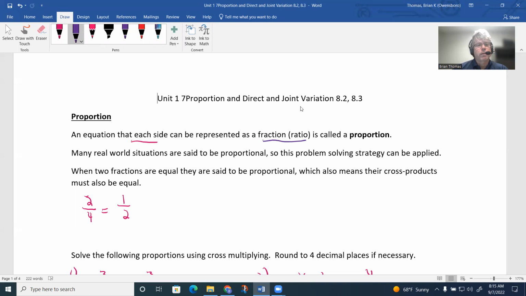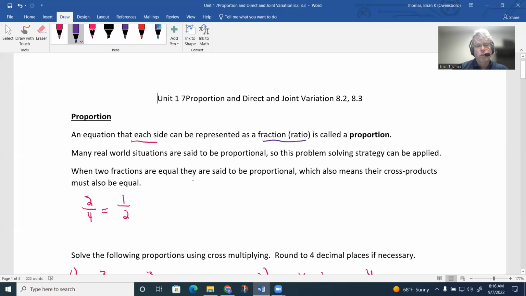So as I said, many real world situations are said to be proportional. So this problem solving strategy is going to be kind of important, especially in manufacturing. There's a lot of concepts in manufacturing that involve this proportional concept. So again, a proportion is when we have two fractions that are equal.